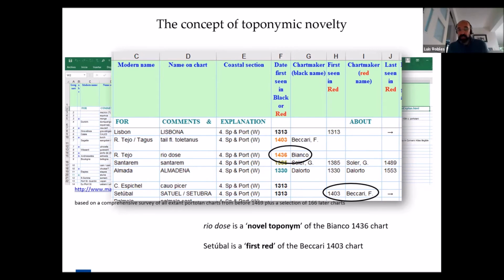If I now take Setúbal, Setúbal was already a very old toponym, but only in 1403 did it start to appear in red. So at that point, Beccari made an innovation, which was to write that toponym with a higher importance. And this is what I call the first red. So I have these two types of novelties that I will use in the rest of the presentation: novel toponyms and first reds.